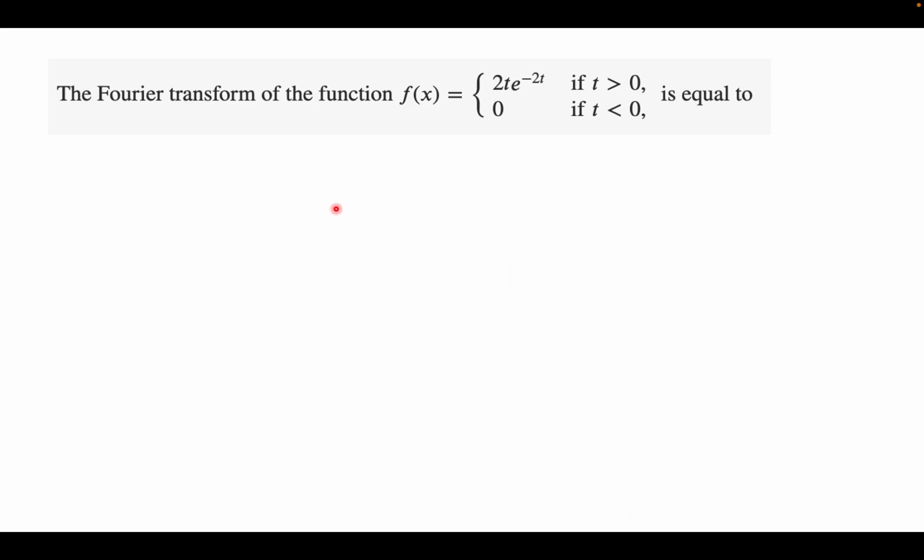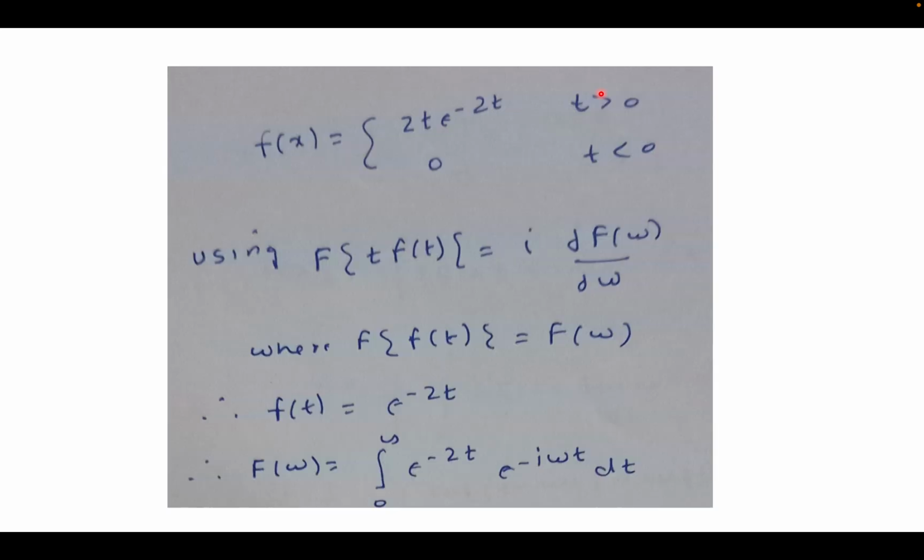The first question is to find the Fourier transform of the function f(t), which is given as 2t e power minus 2t for t greater than 0. So you need to find the Fourier transform for the given function, which is defined on the interval t greater than 0. You already know how to do the Fourier transform. In this problem we will be using just a small trick to solve it. So let's see what that trick is.